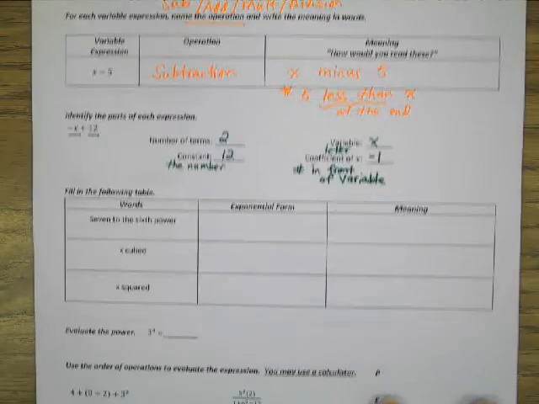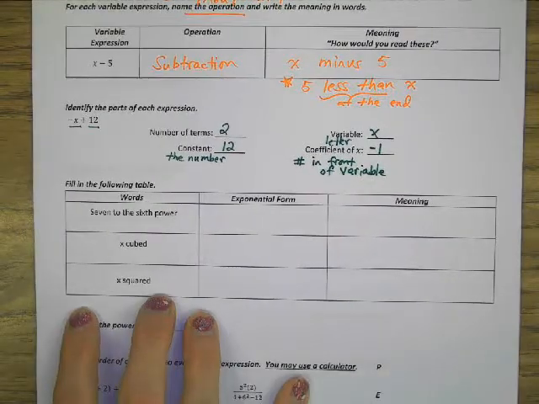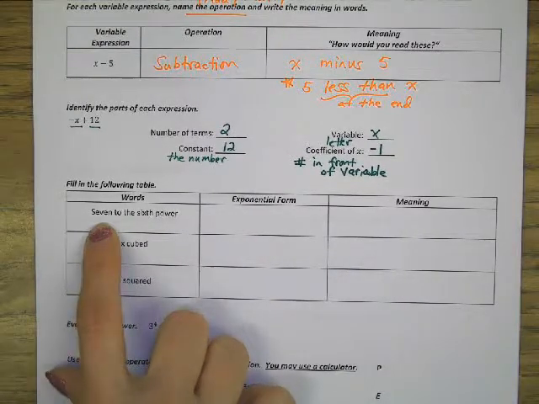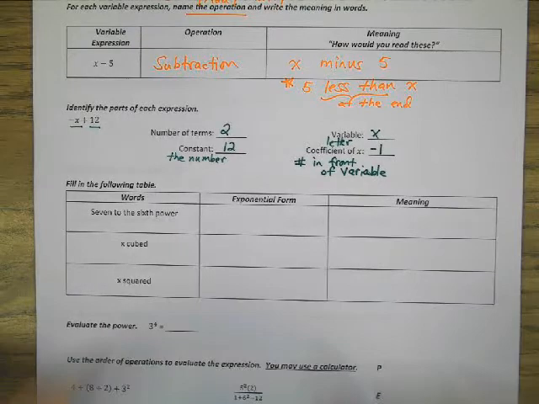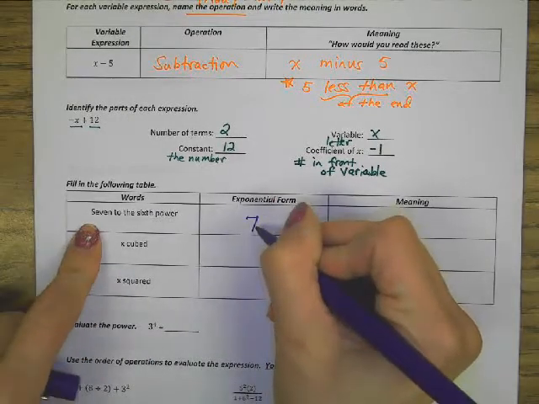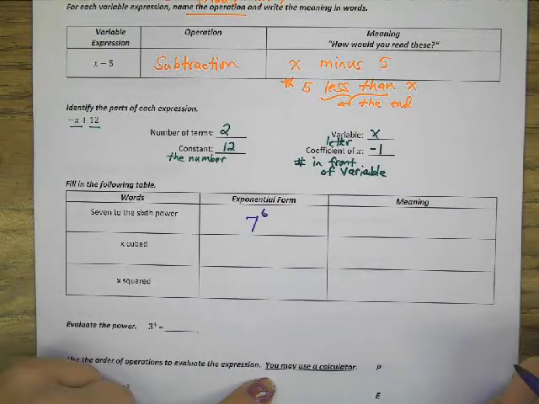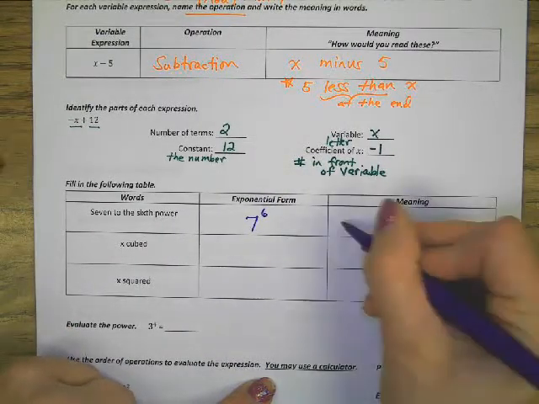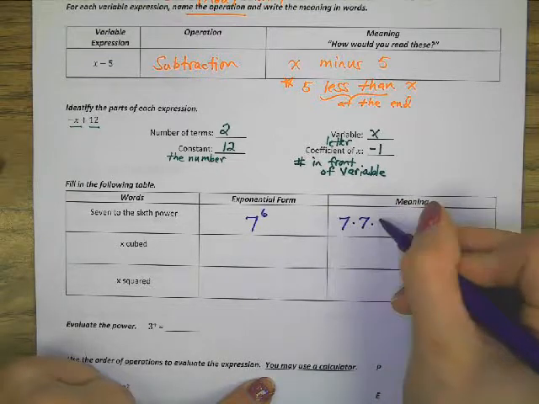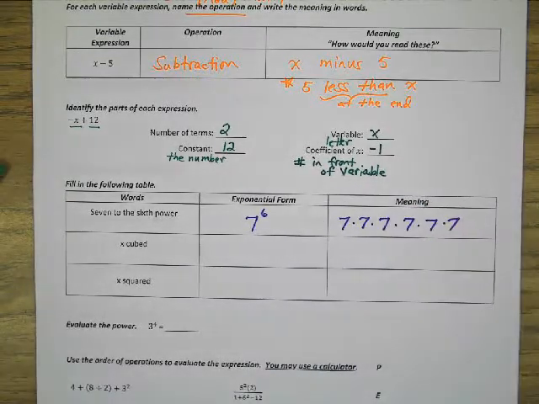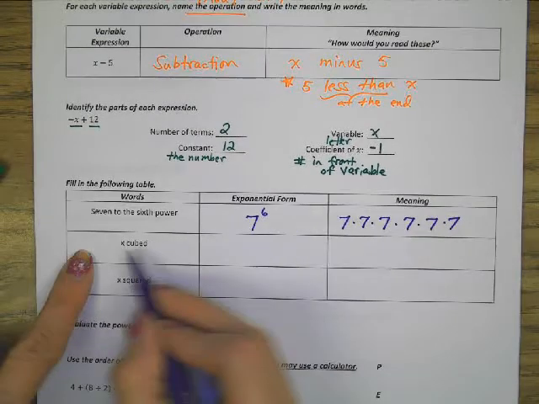We also studied exponents and powers. So let's read this. 7 to the 6th power. So that means 7 to the power of 6. That's exponential form. What does that mean? It means 7 times 7 times 7 times 7 times 7 times 7. That's what it means. Okay, these are the special ones.